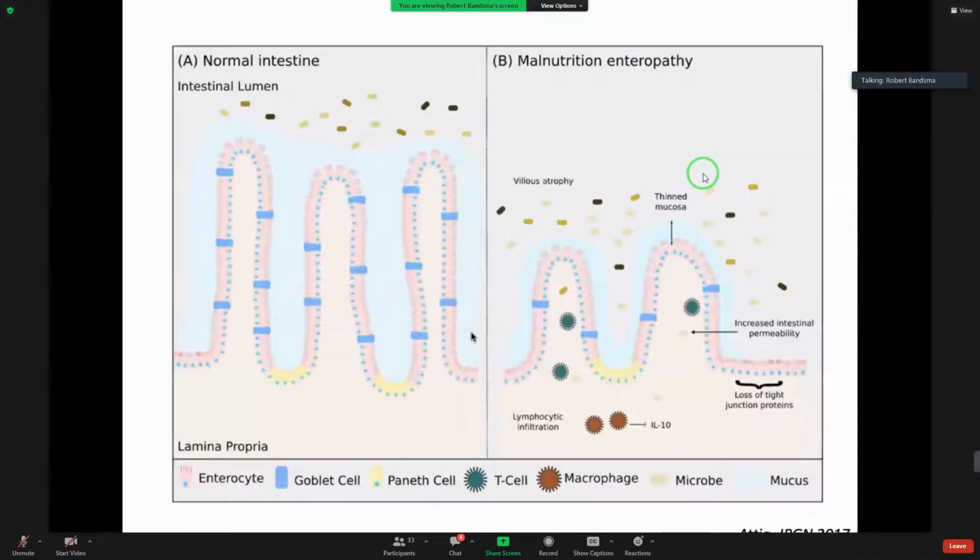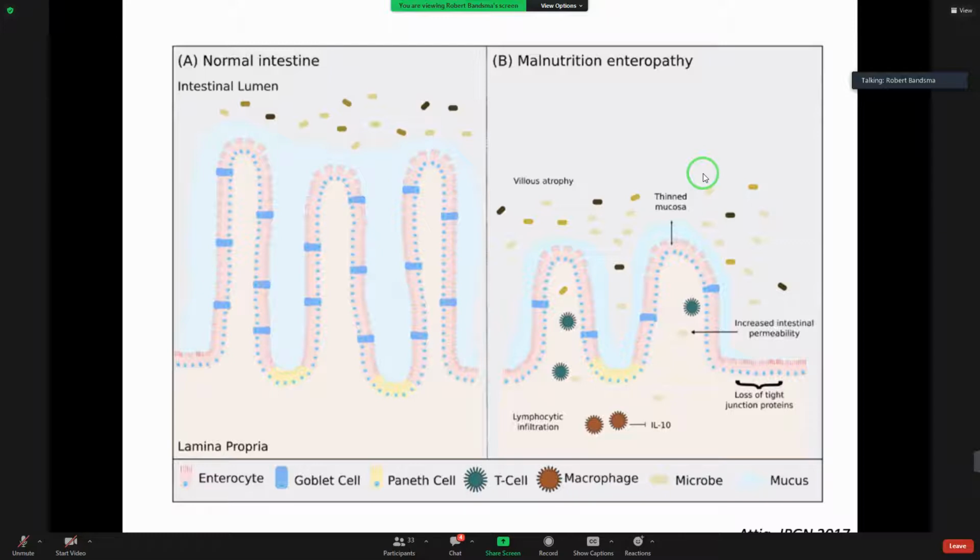So this is a picture of a healthy gut. If you would look under the microscope, this is what you would see. Nice long villi that are important for nutrient absorption, right? Because it increases the surface area. So you have more surface area for absorption of nutrients.